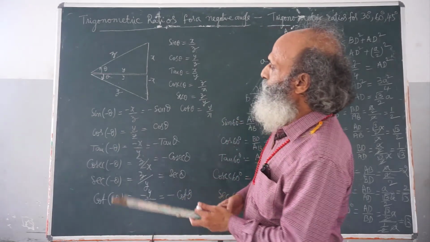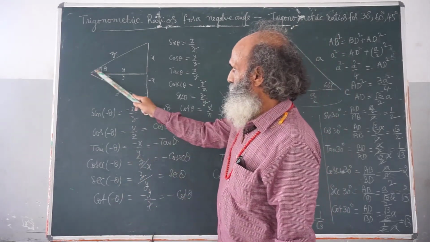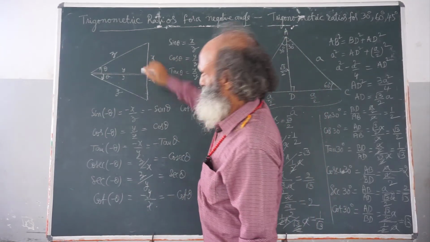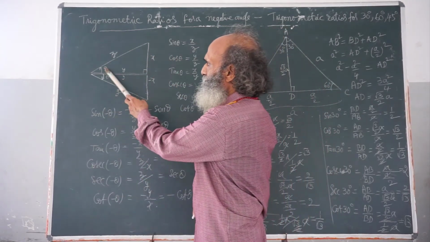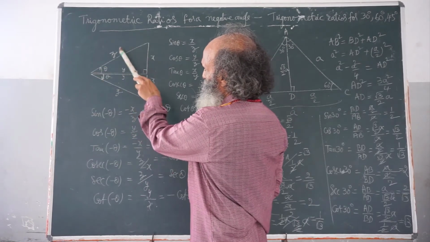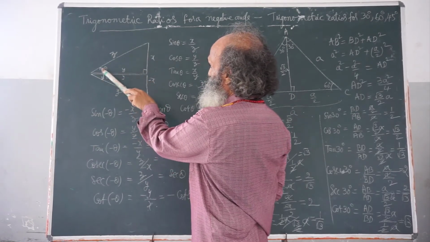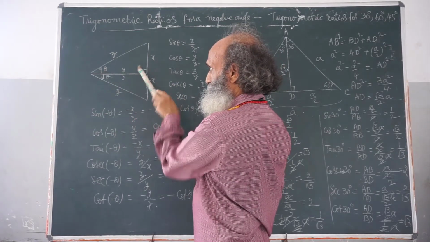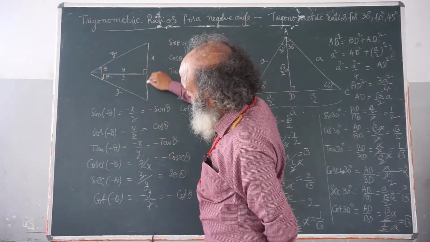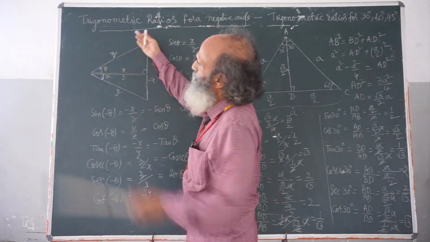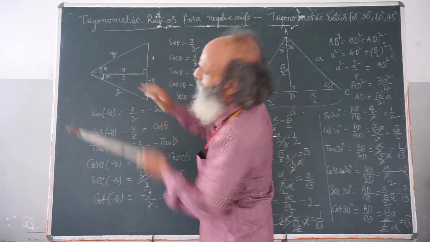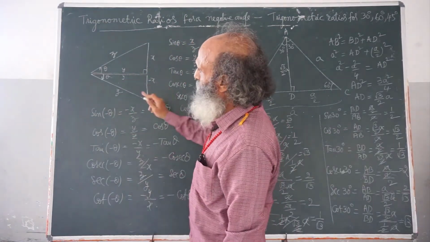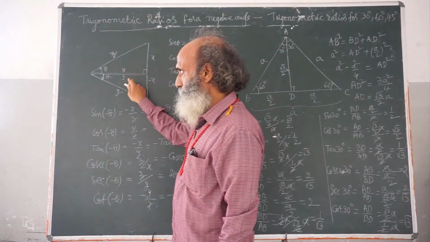Now, look at this diagram. I have a triangle. This is the right angle. This angle is theta. This is hypotenuse z. For theta, the opposite side is x. The adjacent side is y. I have constructed a congruent triangle to this triangle. That means I just folded this triangle like this, making a copy of it. Now what happens? y and y are the same.